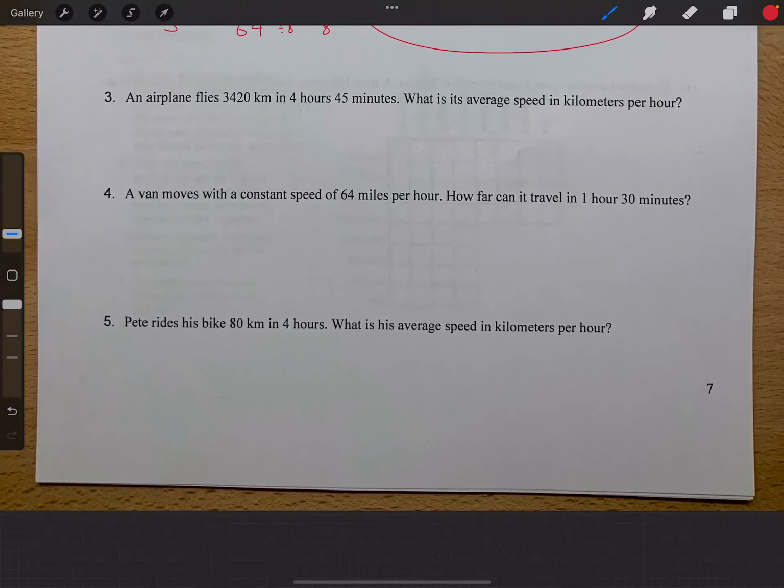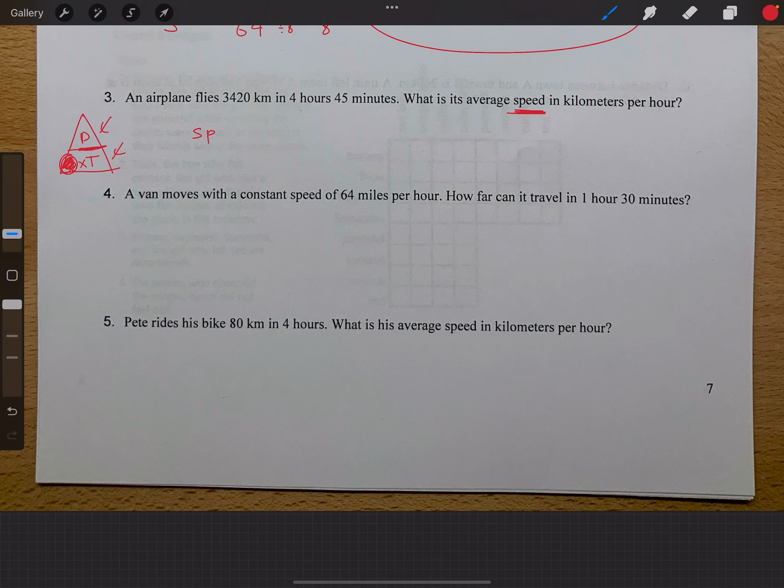An airplane flies 3,420 kilometers in 4 hours and 45 minutes. What's the average speed? So don't worry about the average, just look at the word speed. Now you want to find speed, remember the triangle? Distance divided by speed times time. If you want to find the speed, you cover up the speed, and you can see that it's distance divided by time, distance over time, okay?